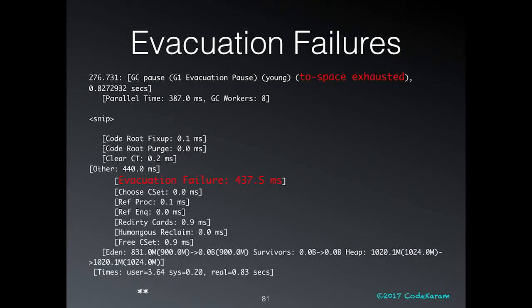Again, red. I'm sorry you cannot see the red, but the first text in red is two-space exhausted. And in the other time, you'll also see how much time that evacuation failure took. In this particular case, it took 437.5 milliseconds. That's a GC log. You can see that when you enable print GC details, right? So I can see that during my young pause, I had an evacuation failure, and that evacuation failure took 437.5 milliseconds. I'm sorry about the red.